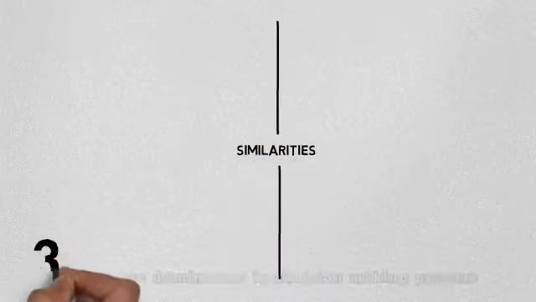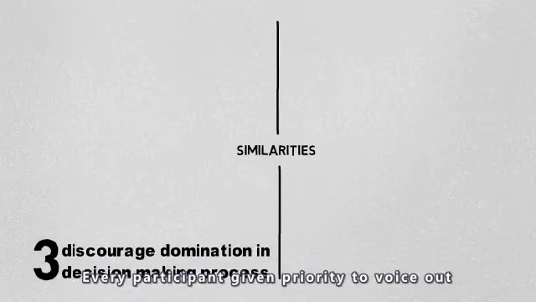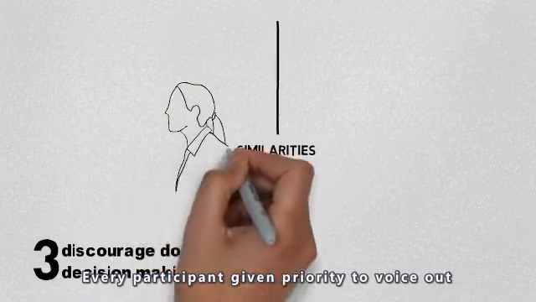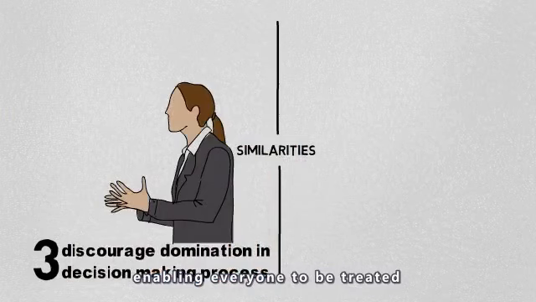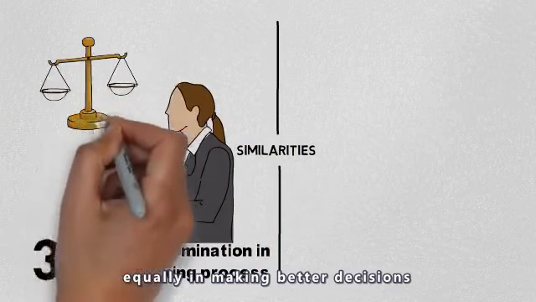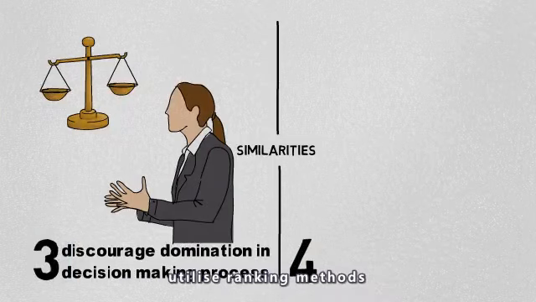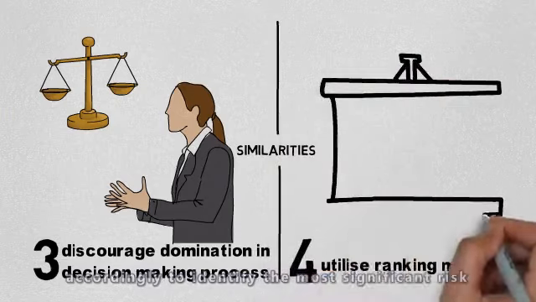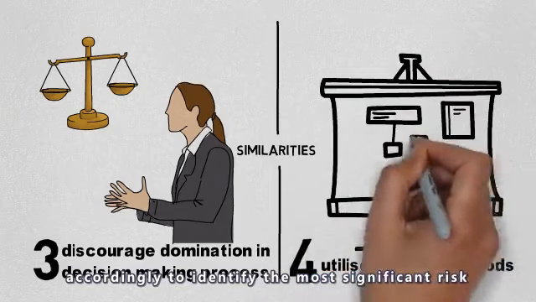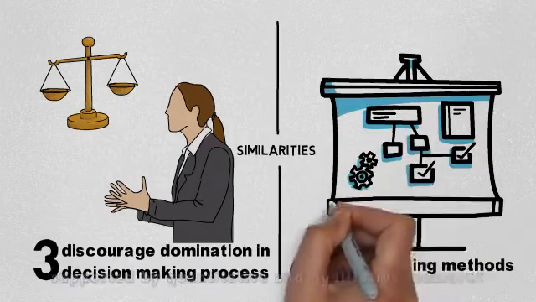Number 3. Discourage domination in the decision-making process. Every participant is given priority to voice out their opinions in identifying risk, enabling everyone to be treated equally in making better decisions. Number 4. Utilize ranking methods. The ideas generated are ranked accordingly to identify the most significant risk, supported by quantitative and qualitative measures.